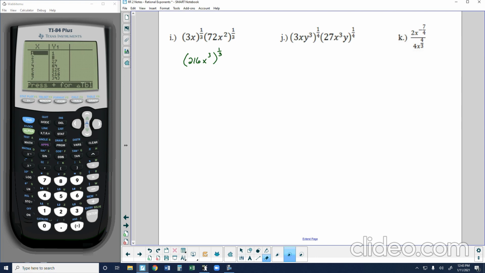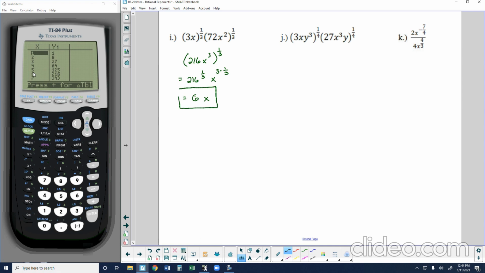Now, the reason that I wanted to do that here was because I can essentially distribute my 1/3, take the cubed root of each of these. So 216 to the 1/3 power times x to the third times the 1/3. So x to the third times 1/3 would be that power rule again. And then the cubed root of 216, we can see that again. I have those perfect cubes listed over here on my calculator. The cubed root of 216 would be 6. 3 times 1/3 would be 1. So my answer here would just be 6x.